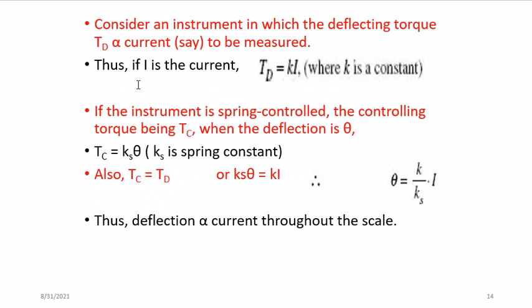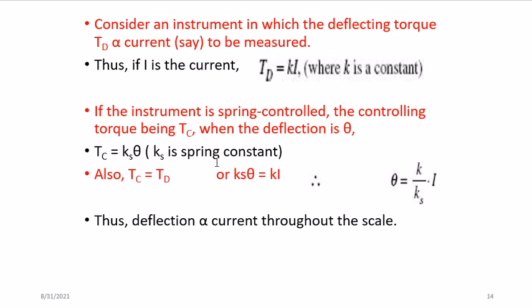Now if we consider the instrument in which the deflecting torque is to be produced, and we assume this TD is proportional to the current, that is, let's say we are measuring the current, then we can now say TD is equal to KI, where K is a constant and I is the current we are measuring. So if the instrument is spring control, not the gravity, the controlling torque, as we have seen, is CT, and the angle of deflection, we know it is equal to theta. So we can now say our TC, that is the controlling torque, is equal to KS theta, where KS is the spring constant and theta is the angle of deflection.